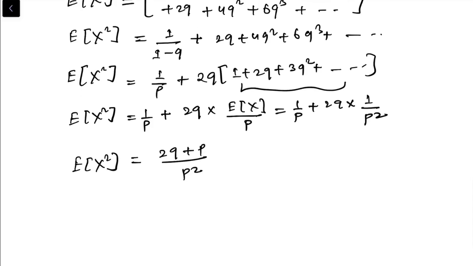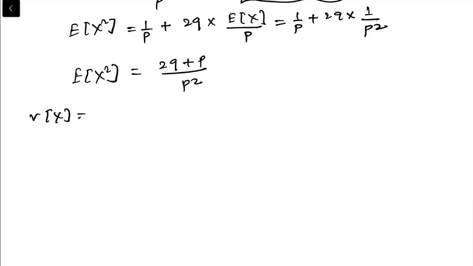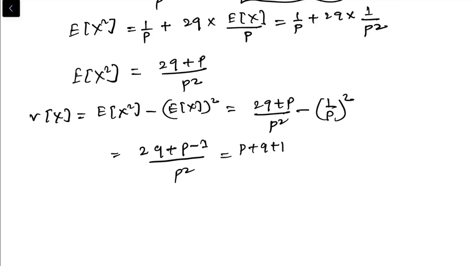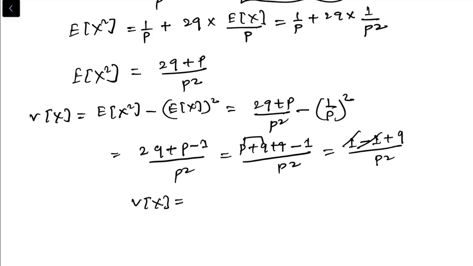Okay, now the variance is expectation of x square minus expectation of x whole square. So this is 2q plus p divided by p square minus 1 over p whole square. So this is 2q plus p minus 1 divided by p square. We can write p plus q minus 1 divided by p square. P plus q is simply 1, so 1 minus 1 plus q divided by p square. So the variance of x, we can cancel this out, is simply q over p square. Alright, so this is how you can derive mean and variance of geometric.